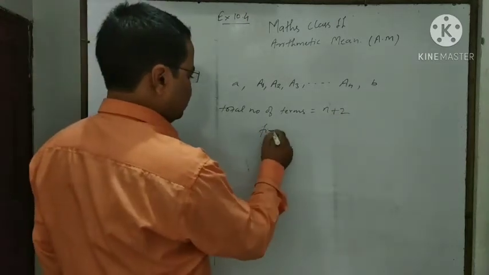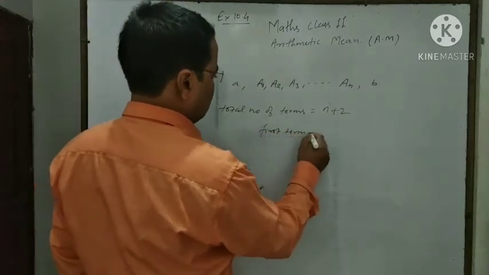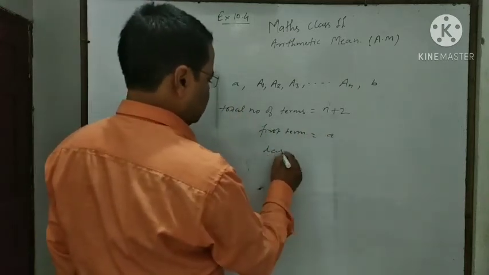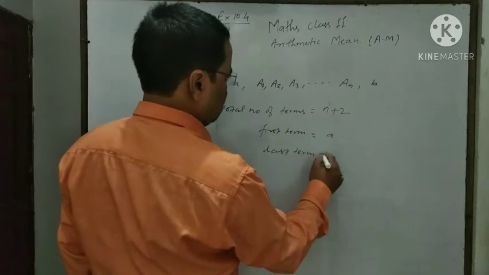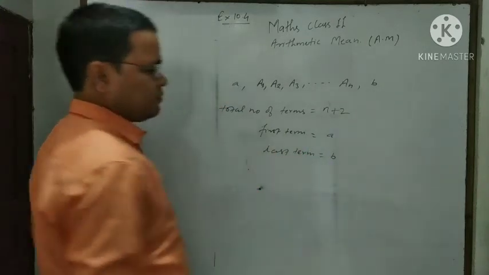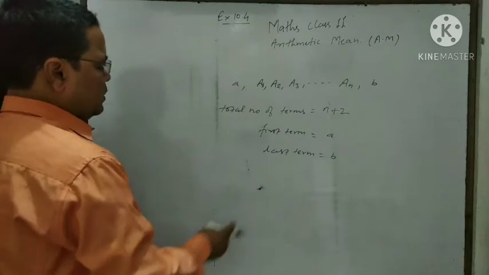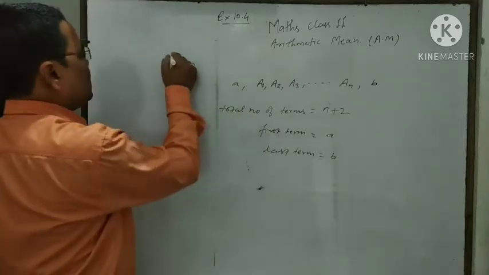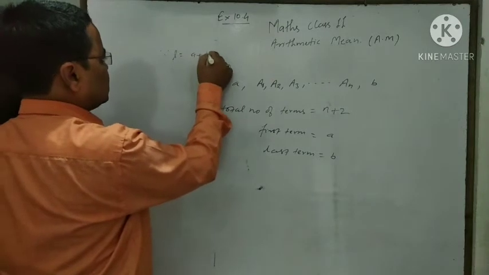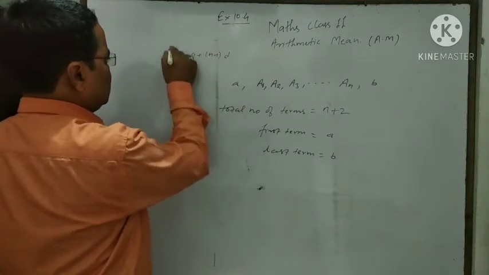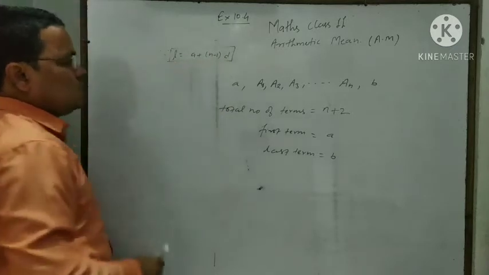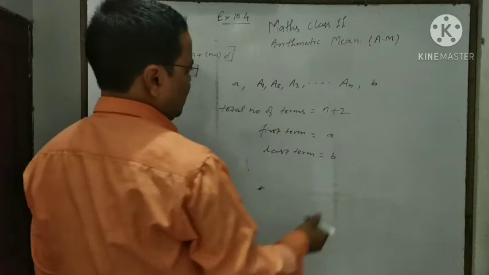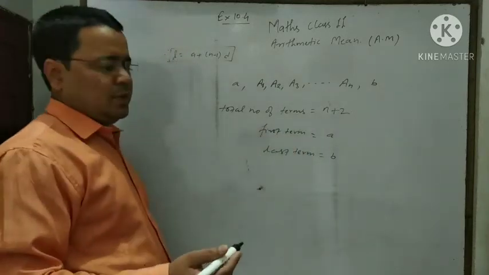First term is what? Here in this case the first term is small a, and the last term is what? That is small b. Then we know that the last term is equal to a plus (n minus 1) into d. Using this formula, we will try to find the value of the common difference.